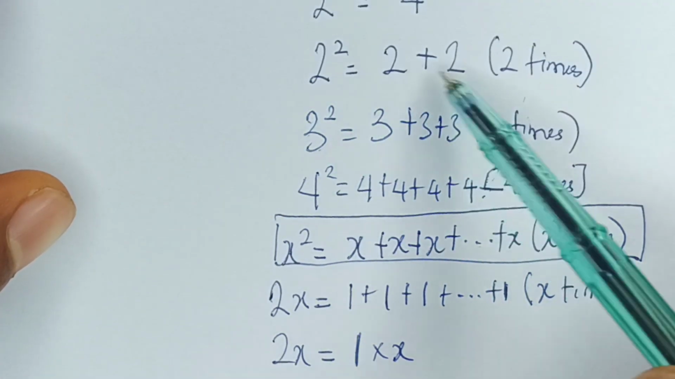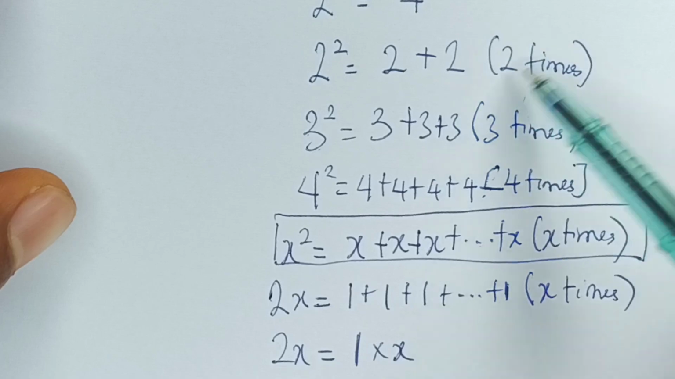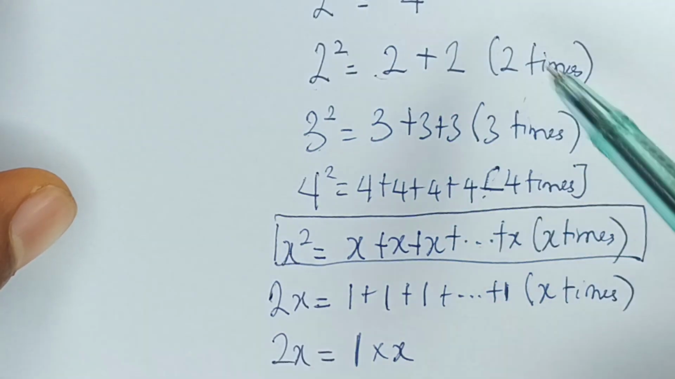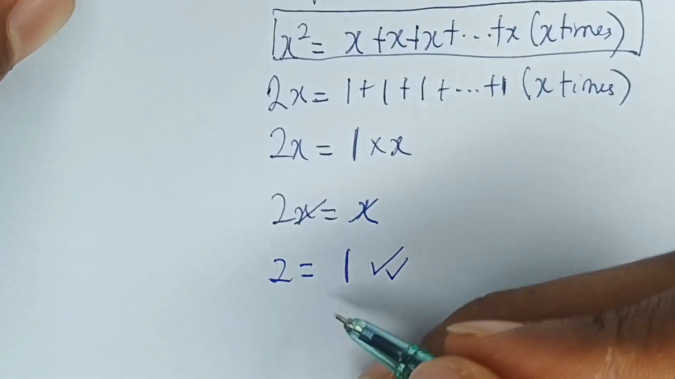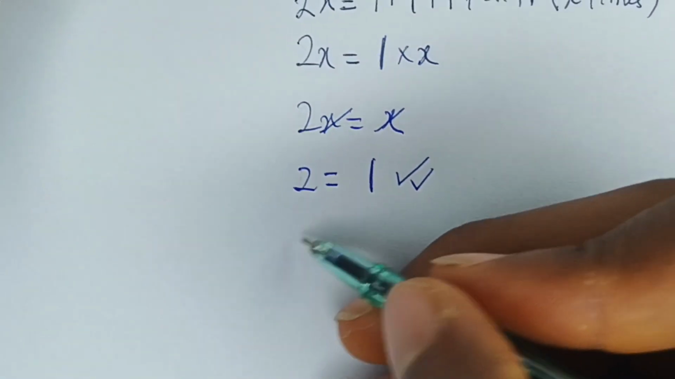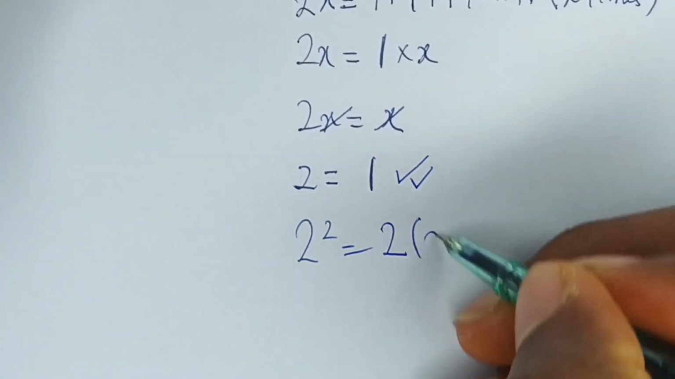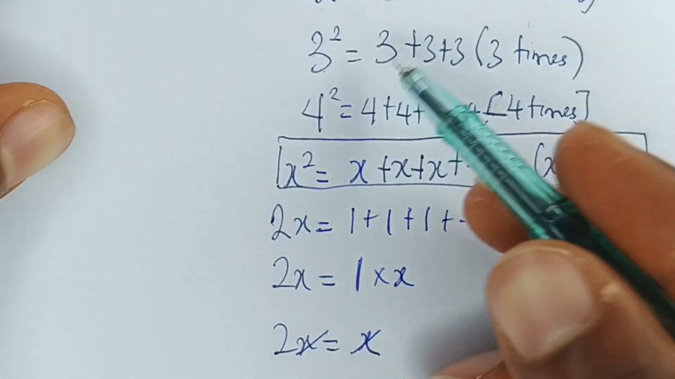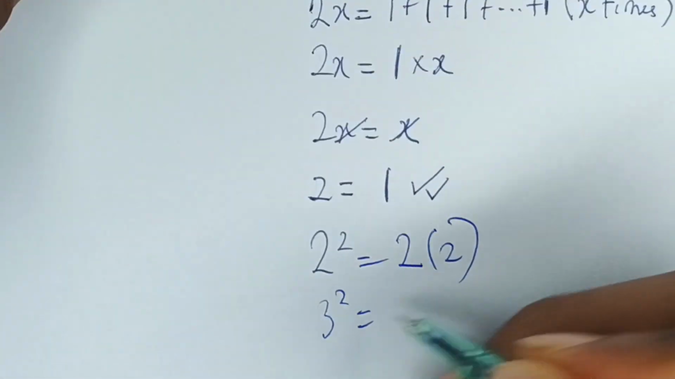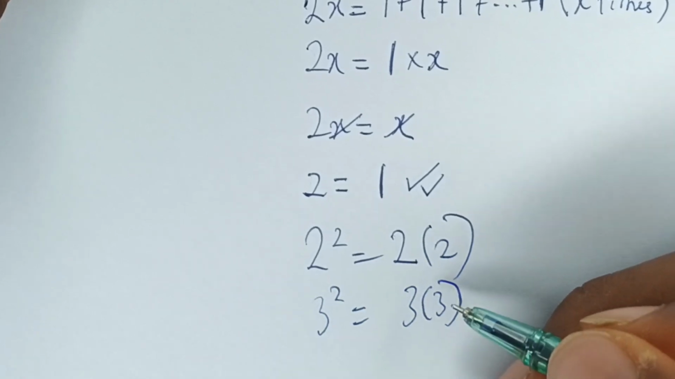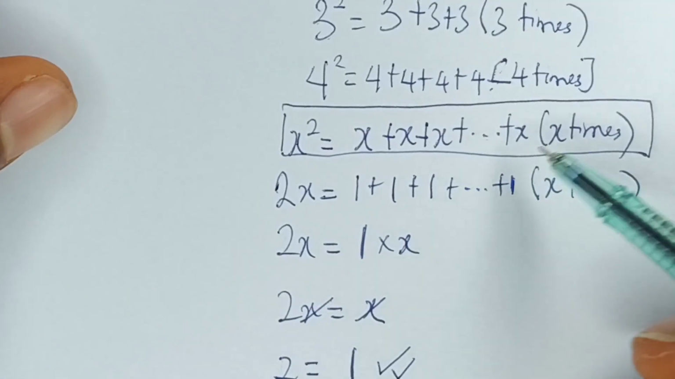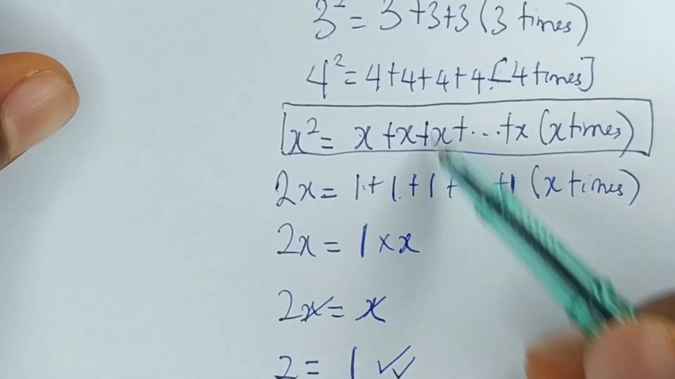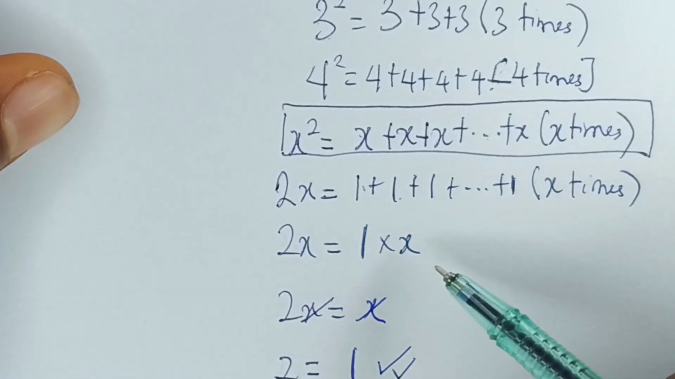2 squared is equal to 2 plus 2, 2 times. Instead of writing 2 plus 2, we can just write 2 times 2. So we can say that 2 squared is equal to 2 times 2. Now 3 squared is equal to 3 times 3. So this becomes a bogus statement because we just went directly and differentiated each term, which is very wrong.